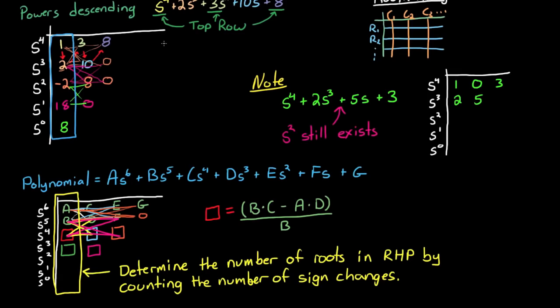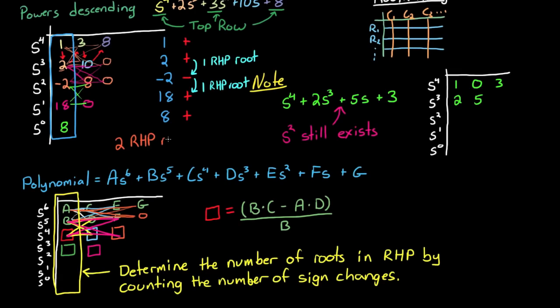We can determine the number of roots in the right half plane by looking at this first column. I'll rewrite it here to make it a little clearer. You can see that the first 2 are positive, then negative, followed by 2 positive values. And you can see that it changes sign between 2 and negative 2, which means that there's a root in the right half plane, but then changes sign again between negative 2 and 18. So what we can deduce from this is that there are 2 roots in the right half plane out of the 4 roots in this system. And since there's at least 1 root in the right half plane, we know that this system is unstable.